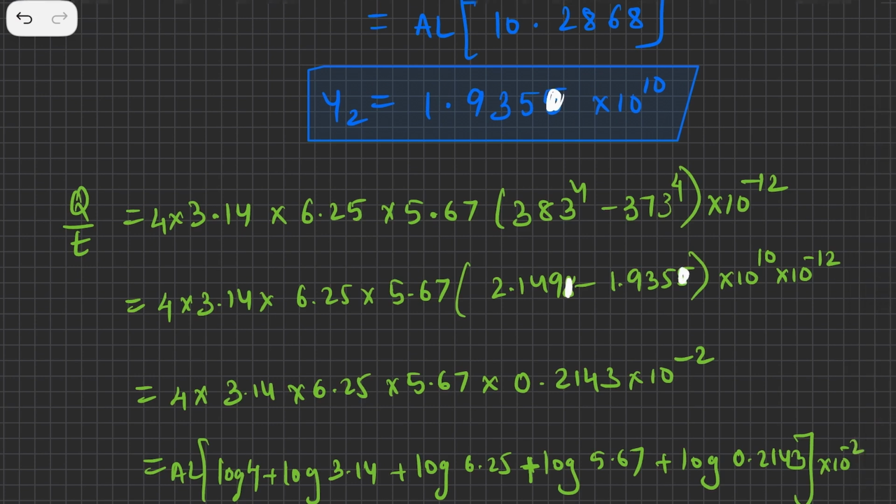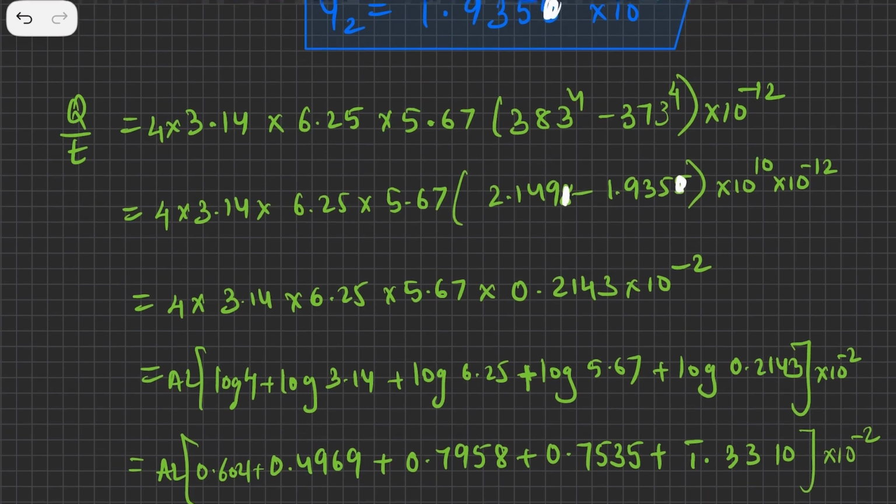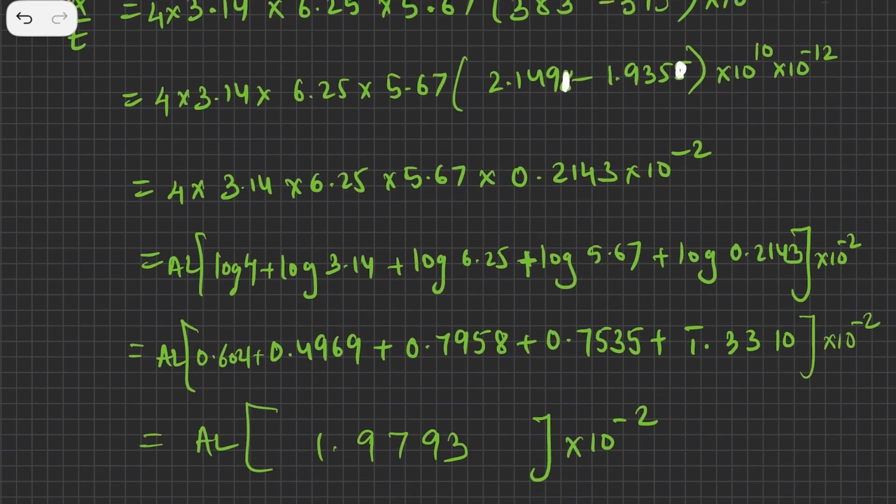Now many people ask where that 10 raised to 10 went. I have taken that 10 raised to 10 outside. This 10 raised to 12 was as it is from before. Now 4 as it is, 3.14, 6.25, 5.67. Now subtracting this, I'll get this number, and 10 raised to 10 and minus 12 will give me 10 raised to minus 2. Now in order to find this entire thing, again you will apply log.